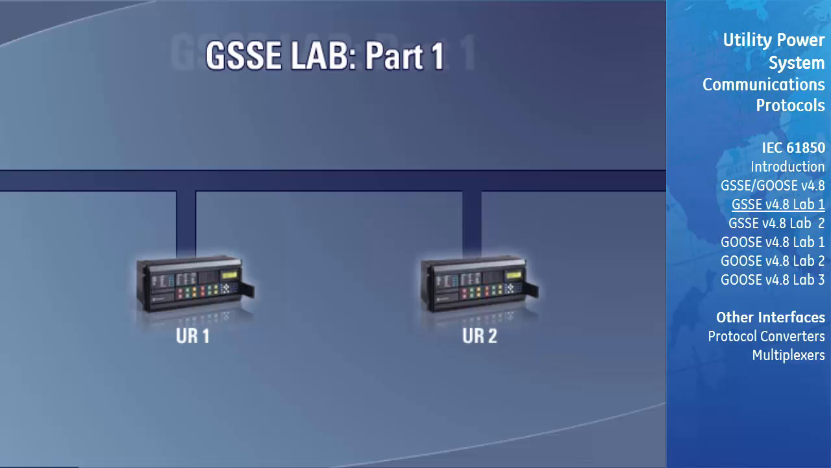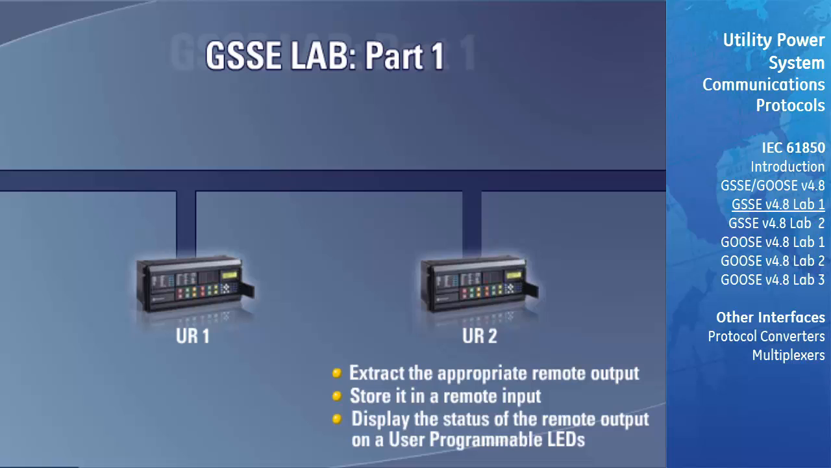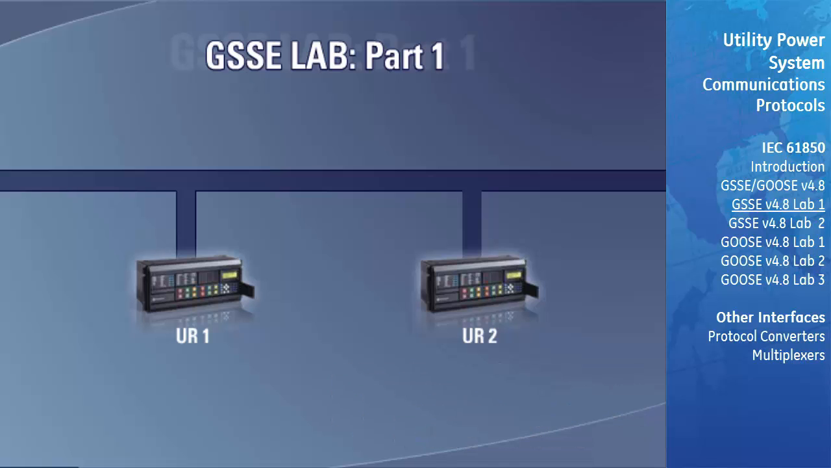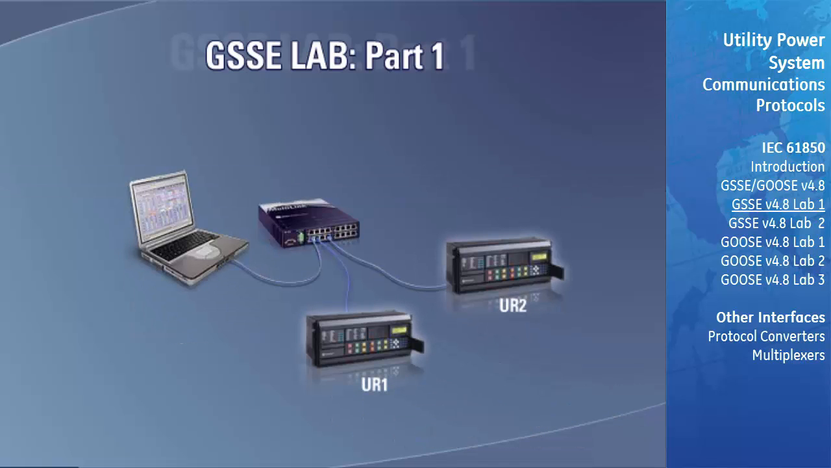UR2, upon receiving the message, will extract the appropriate remote output, store it in a remote input, and display the status of the remote output on one of UR2's user-programmable LEDs. In order to complete this lab, the student requires 2 universal relays equipped with Ethernet ports, a multi-link switch, a computer preloaded with the UR EnerVista setup software, and the appropriate Ethernet cables.